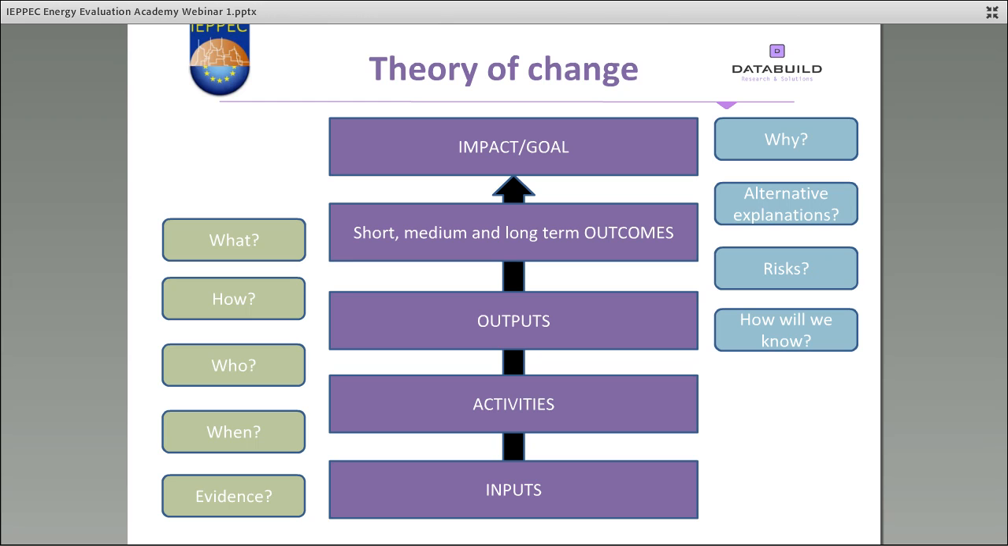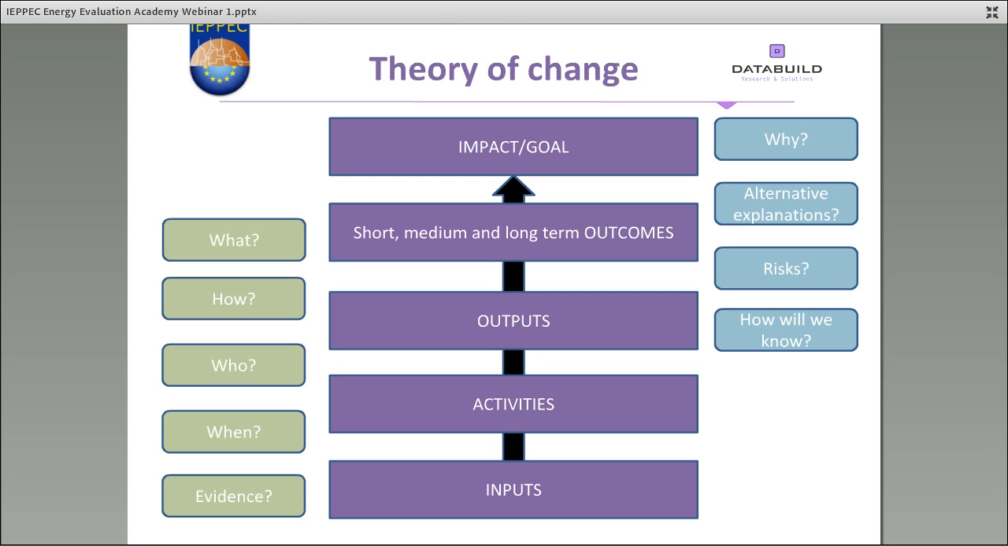How will people engage with the programme? How will the measures be installed? How will people be told about it? And what will people do? And then we've also got some questions on the right-hand side, which are more about what's happened. So why did it happen? What else could have caused the impacts and the outcomes we're seeing? What are the risks around our activity? And underpinning all of these questions is how will we know? How will we know what is really going on, and how will we be able to answer these questions?